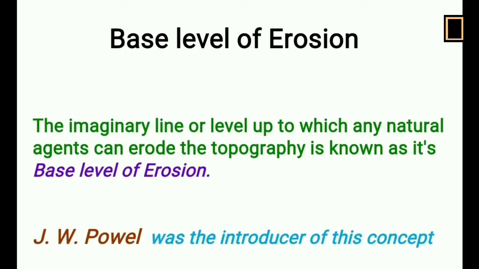Base level of erosion: the imaginary line or level up to which any natural agent can erode the topography is known as its base level of erosion. It means the height up to which any erosional agent, for example a river, is able to erode is known as its base level. J.W. Powell was the introducer of this concept.